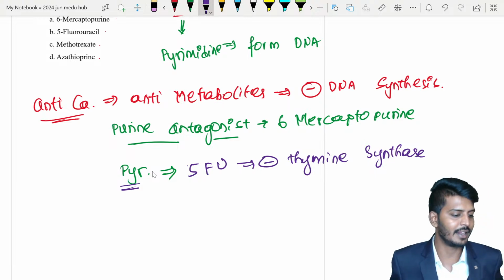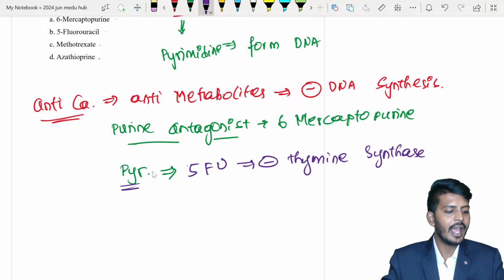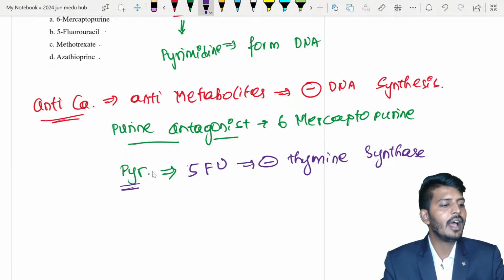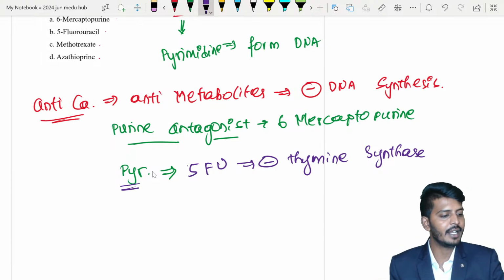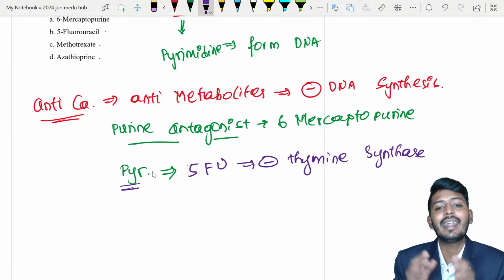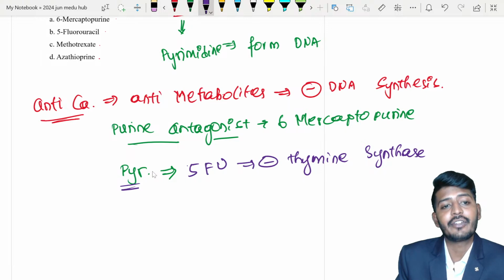That is thymine synthase. So thymine synthase will get inhibited. If thymine synthase gets inhibited, what will happen? There is a decrease of your DNA formation. So if DNA formation is reduced, automatically there is no replication of the cancer cell.